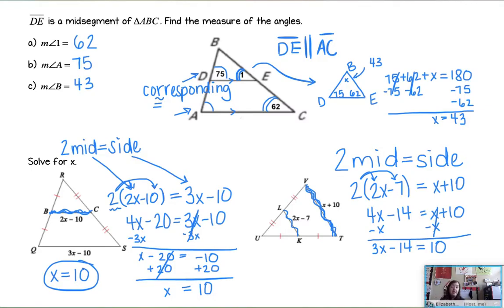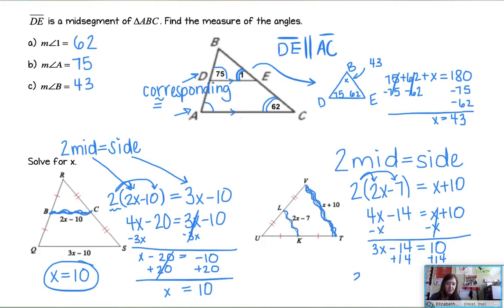What should I do next? Perfect, exactly. Since 14 is being subtracted, we need to add it to both sides. I know it's going to be hard to see that plus 14 above my face. 3x equals, those add to 0. 10 plus 14 is 24.